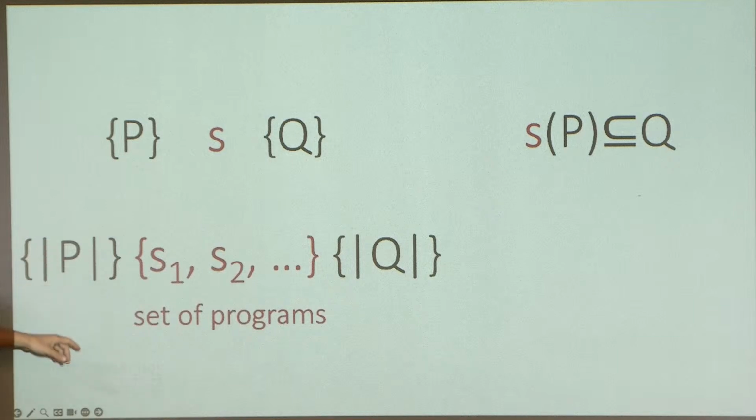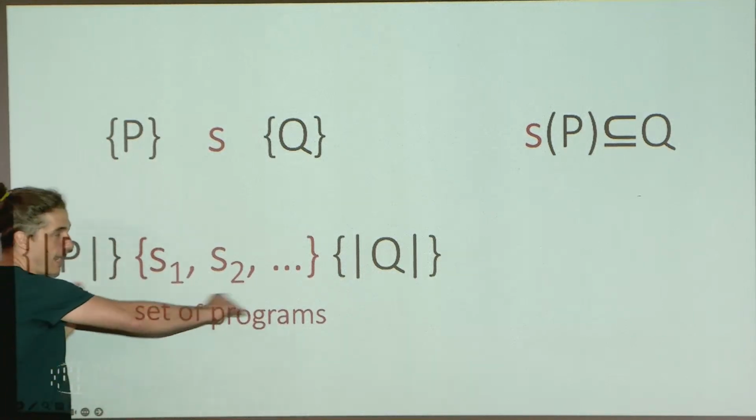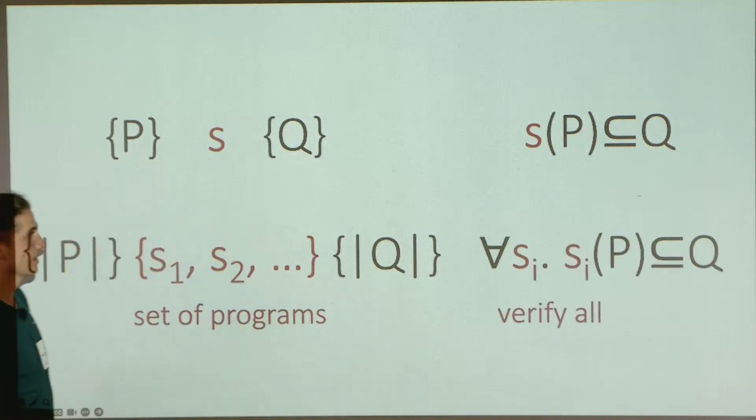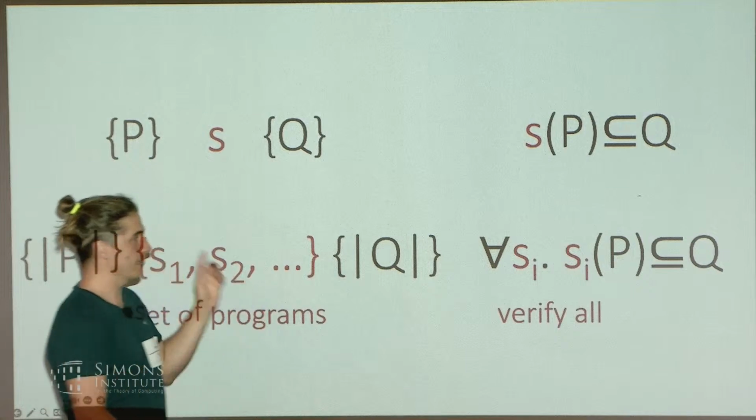Today we're going to do this. So we have a new type of triple. I want to get things that satisfy P, and if I run any of these programs, I get something that satisfies Q. I have a set of programs. So for every S_i in this set, I want to verify them all.